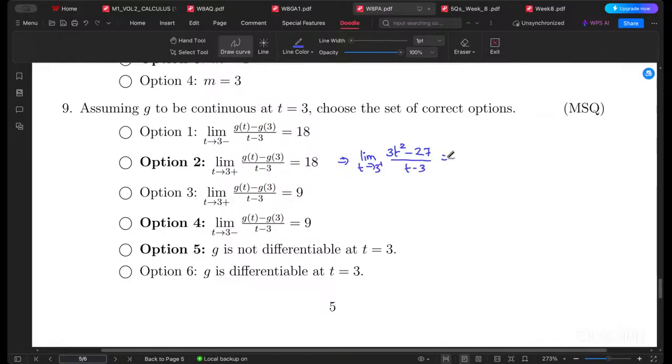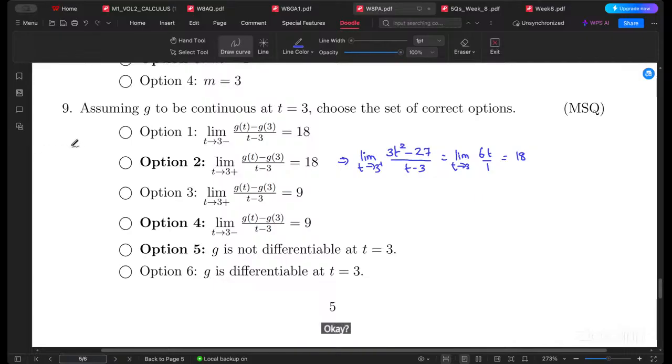Right. Now again, what's the formula we need to apply? I think the L'Hopital rule again. Yes. So if we apply, we will get 6t by 1, which is simply 18. Clear?